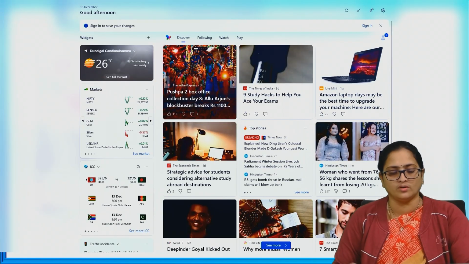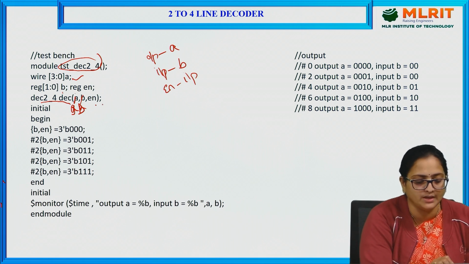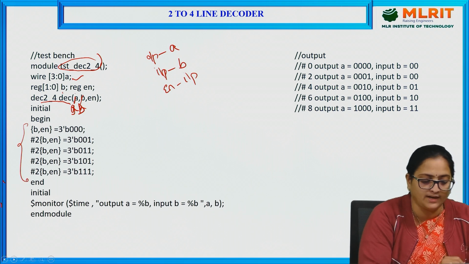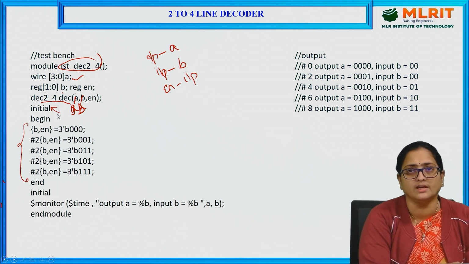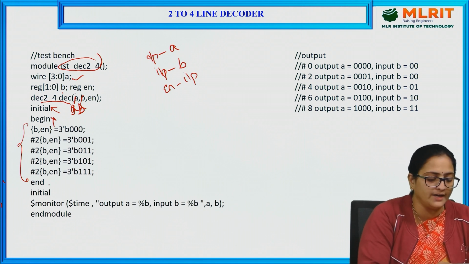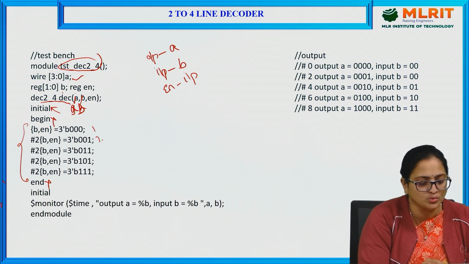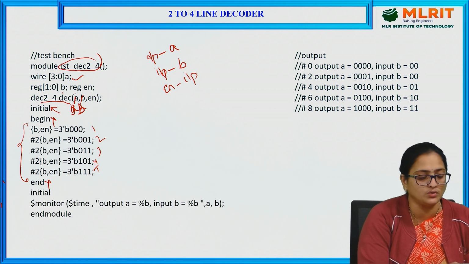Decoder 2 to 4, A, B, enable pin. Initial, here, see this is called a concatenation. See, initial, from here we are giving input values to the variables. Begin and end. In between the begin and end, you can simulate or you can give n number of statements. Here I am executing 5 statements by giving 5 input values to B and enable.